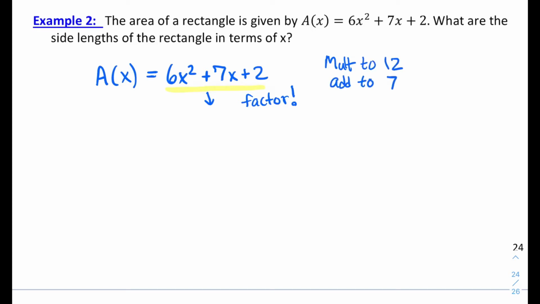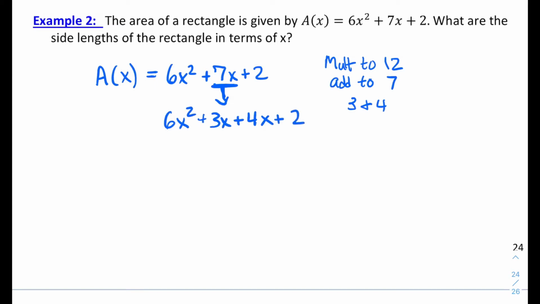I'm going to factor by grouping, so I'm going to find the two numbers that multiply to get me 12, 6 times 2, and add up to get me 7. 3 and 4 will do that. So if I break up my middle term into 3x plus 4x to rewrite it, then I have some common factors that I can factor out of a couple of groups here. So I'll factor a 3x out of 6x squared plus 3x, which leaves me with 2x plus 1, and a 2 out of 4x plus 2.